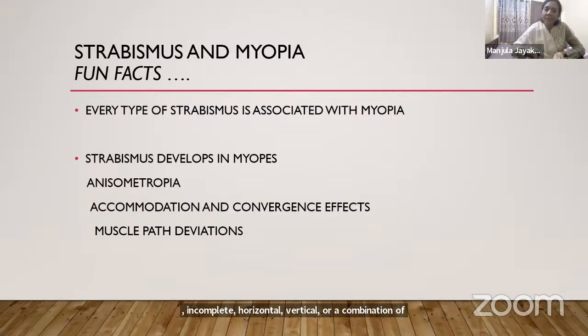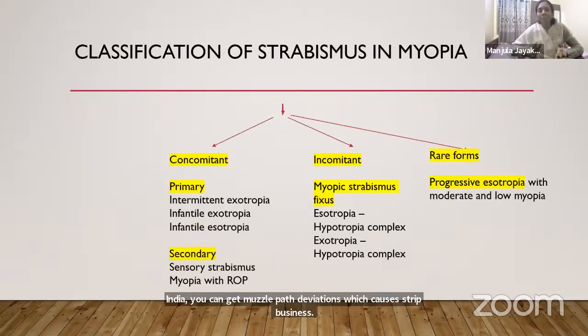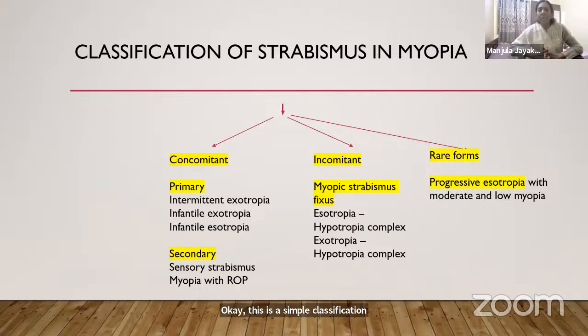Why does strabismus develop in myopes? Because of anisometropia. Myopia causes disturbances or anomalies in accommodation and convergence. With very high myopia, especially pathological myopia, you can get muscle path deviations which cause strabismus. Okay, this is a simple classification of strabismus in myopia: comitant, incomitant, and rarer forms of myopia, which includes the progressive esotropia, which is acquired. So I'll be dealing with each of these entities in detail.